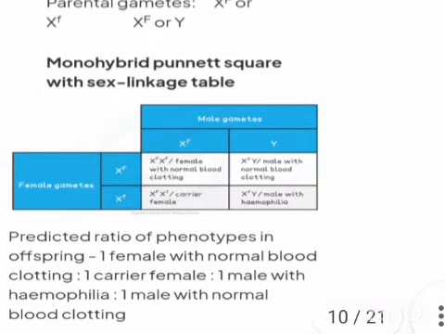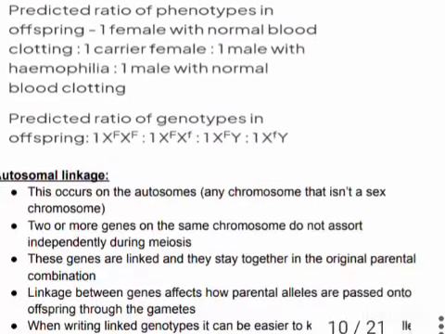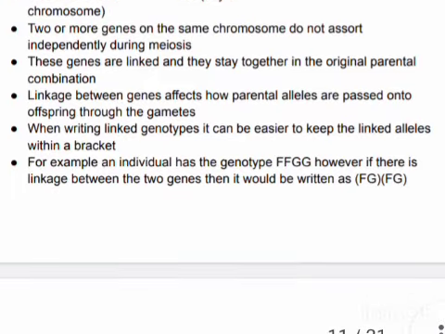Now this was one type of linkage, right? Moving on to the other type of linkage, which is autosomal linkage. What is autosomal linkage? An autosome is any chromosome other than the sex chromosomes, right? Two or more genes on the same chromosome do not assort independently, because these genes are linked and they stay together in the original parental combination, right? So linkage between genes affects how parental alleles are passed on to offspring through the gametes, right?